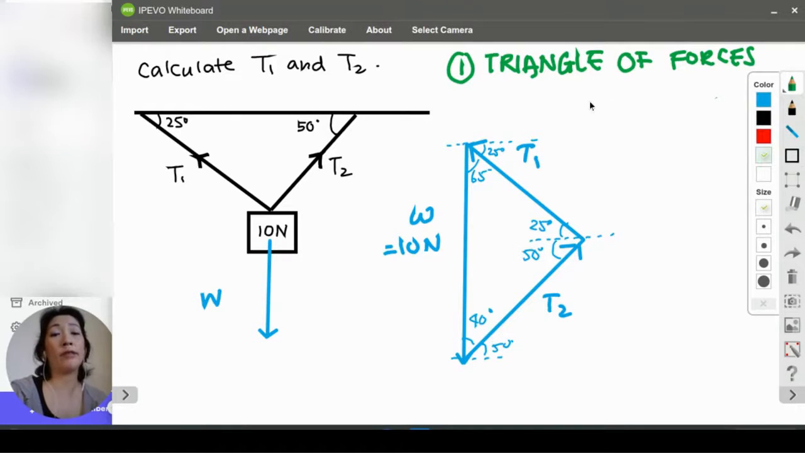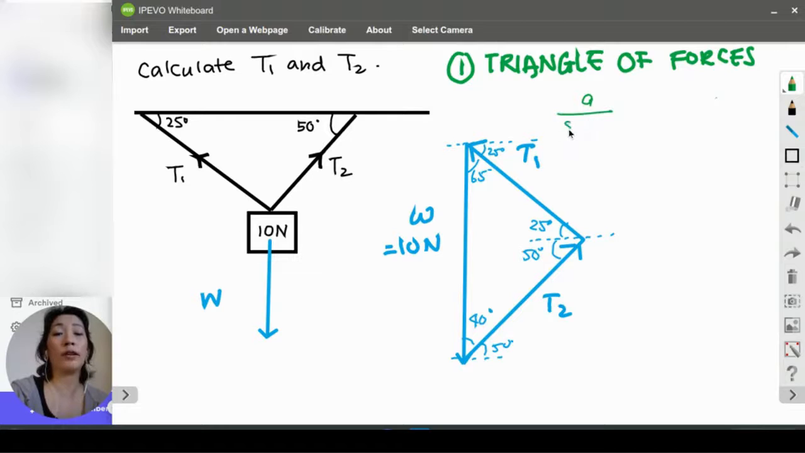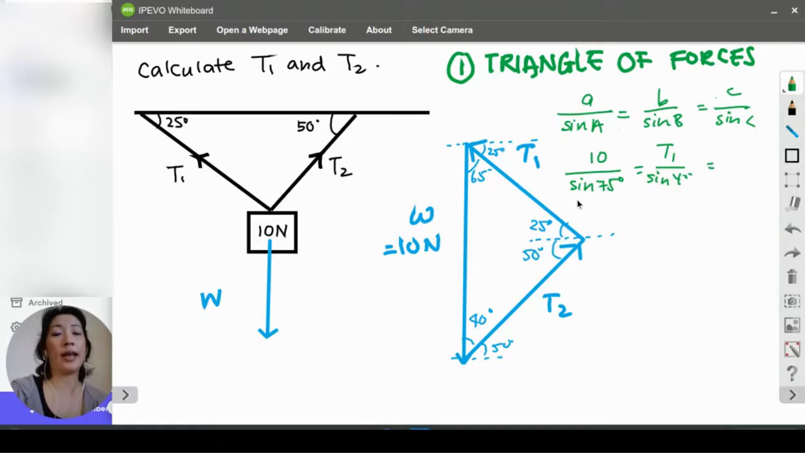So remember, the sine rule is the length over the angle on the opposite side. The ratios for all three sides are the same. So if we take a look at this triangle, let's start with W first because it's a known value. So 10 Newton force, opposite side is 75 degrees. So sine 75. Let's take T1 next. So T1, opposite angle is 40 degrees. So sine 40. And T2, opposite side is 65. So T2 over sine 65.